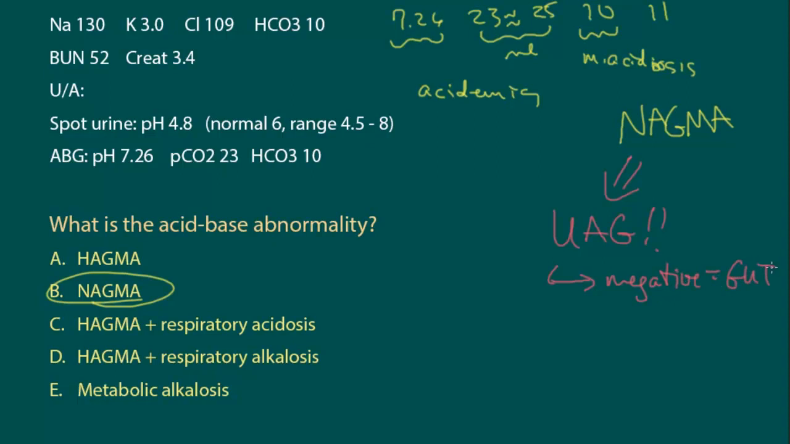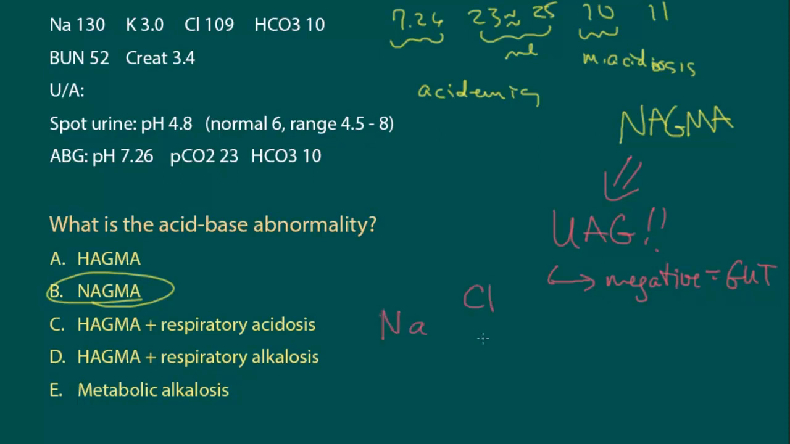A second thing about this problem is the chloride. Okay, there's kind of a rough rule of thumb that you can look at the chloride and the bicarb and kind of get a feel for what's causing the patient's metabolic acidosis, if indeed they have one.